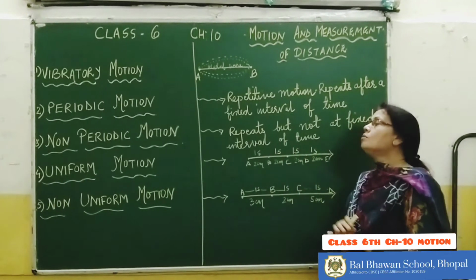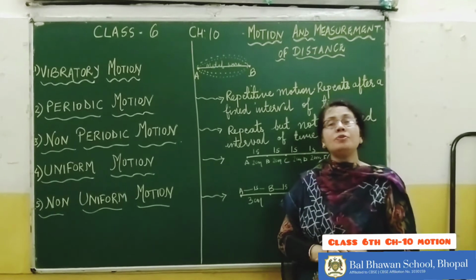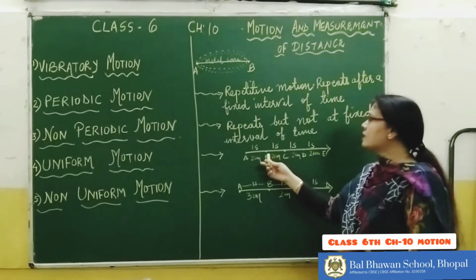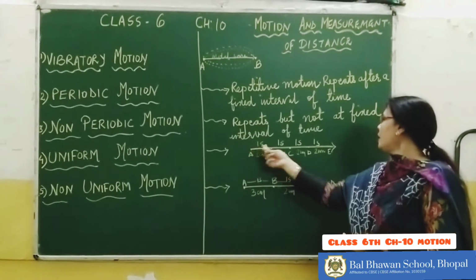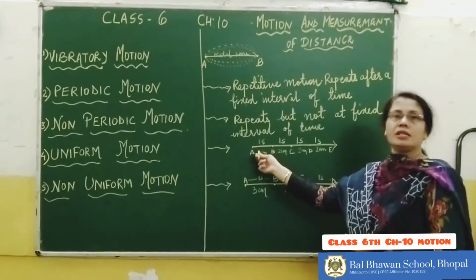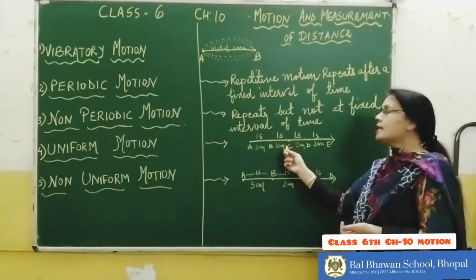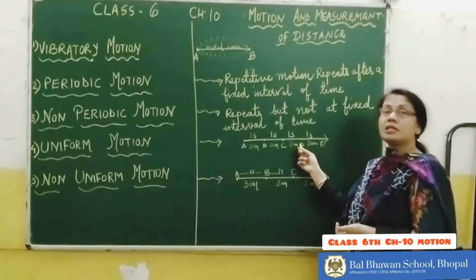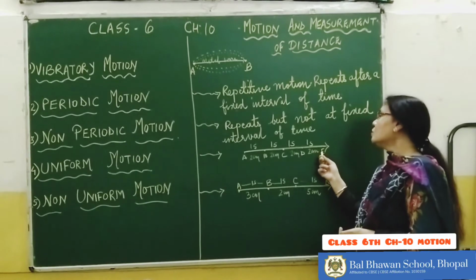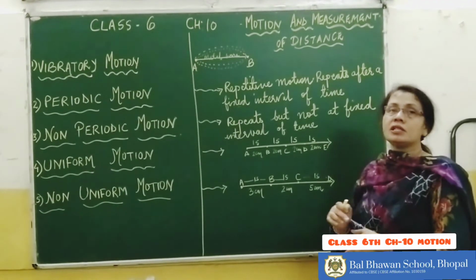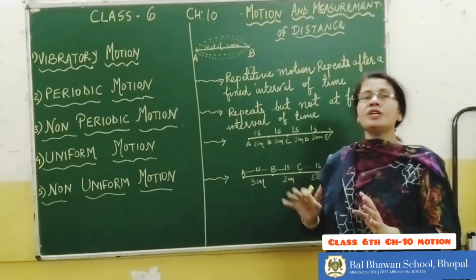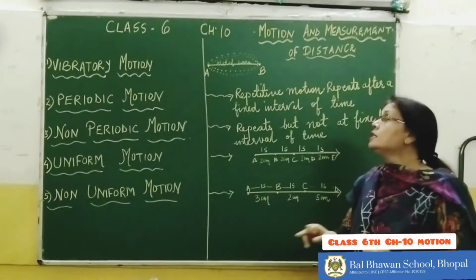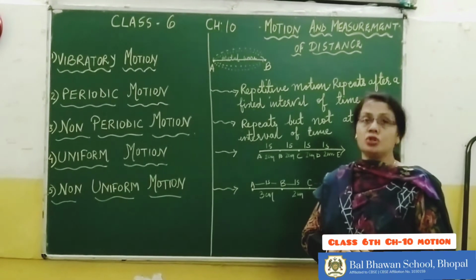So our uniform motion is that motion in which an object covers equal distance in equal interval of time. As you can see, an object moving from A to E, in first second it has traveled a distance of 2 cm, in second second it has traveled a distance of 2 cm, in third second the object has covered a distance of 2 cm, and in fourth second also the object has covered a distance of 2 cm. That means an object is covering equal distance in equal interval of time. Such type of motion is called uniform motion.